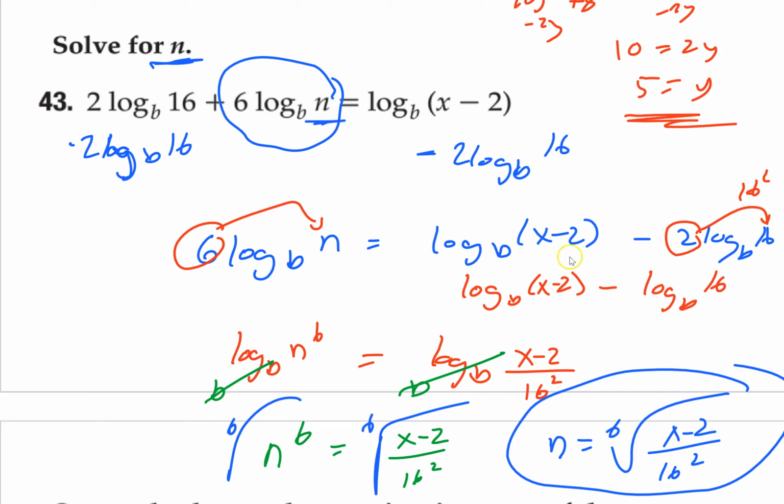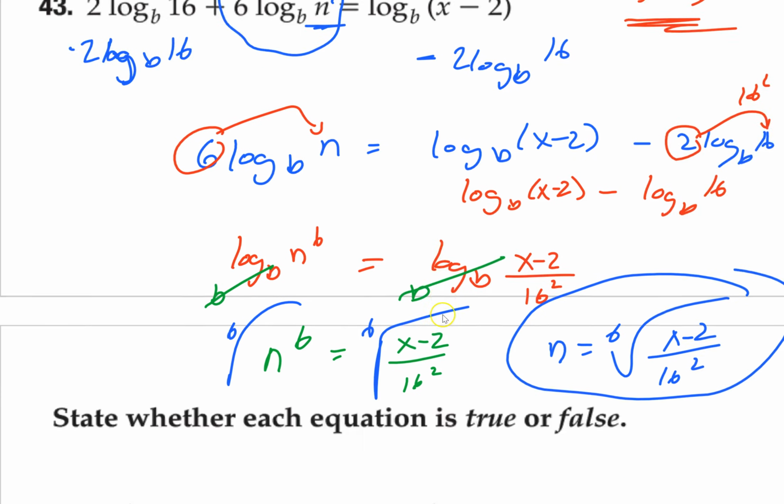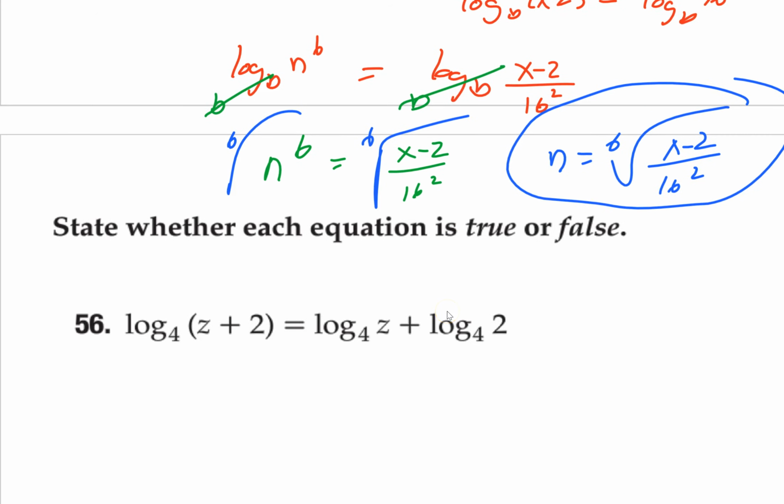So same as just practicing. Again, if you want to cancel out logs, you got to condense it. It has to be only one log on each side. It can't be more than one log on either side. That's probably the best way to say it.